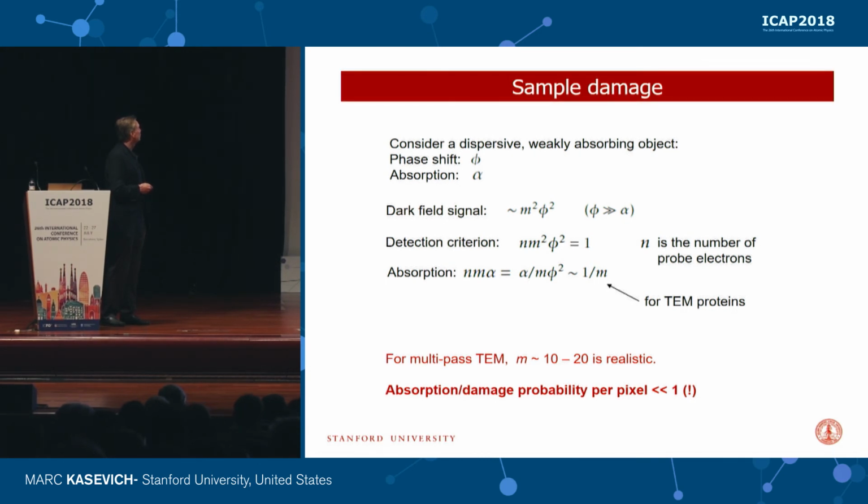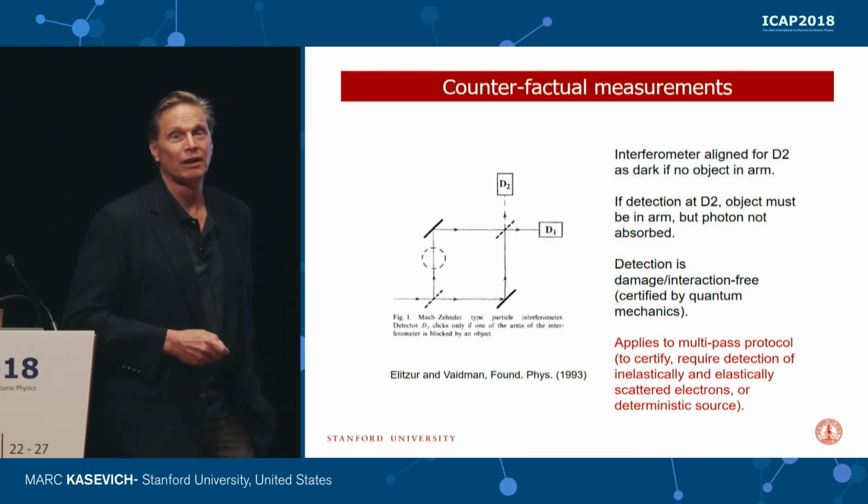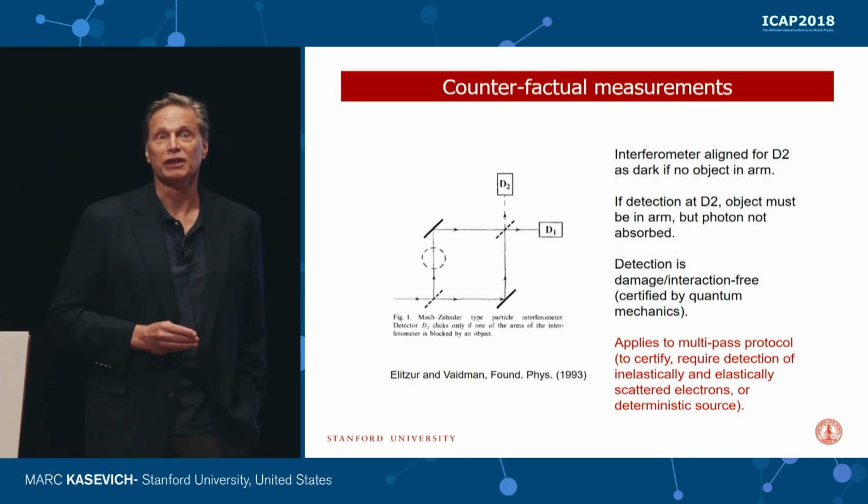And then when that's equal to 1, I can also observe what the absorption-limited damage would be. And the take-home point is that for the protocol I just showed you, the damage can be much less than 1 per pixel, which is exciting news. In fact, it shows that multipassing through the sample will reduce the damage, but it also shows, this is my last slide, that we can get into a counterfactual measurement regime where maybe the interrogation can be completely non-destructive.